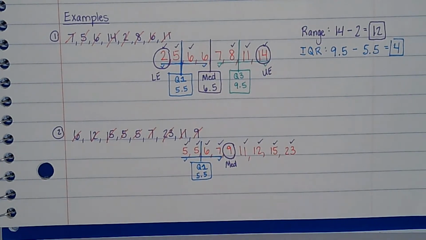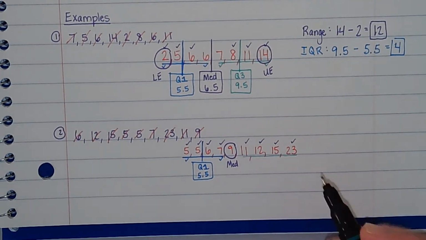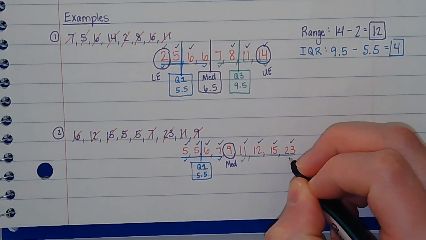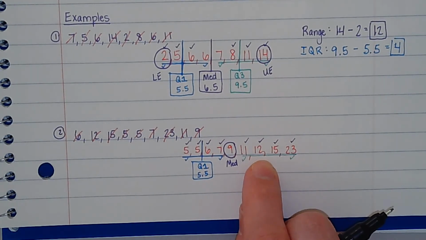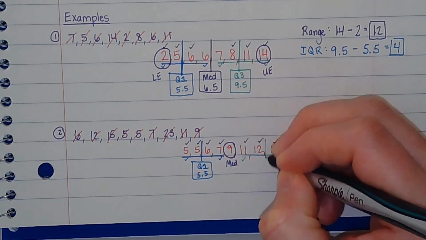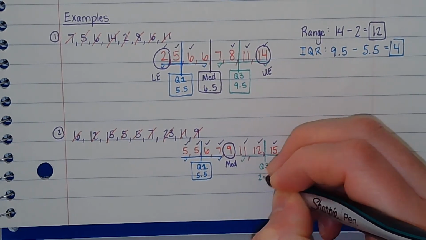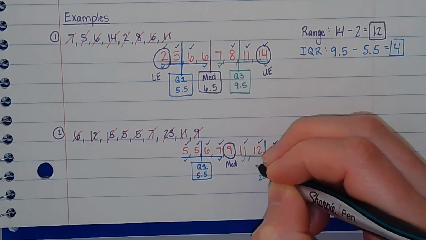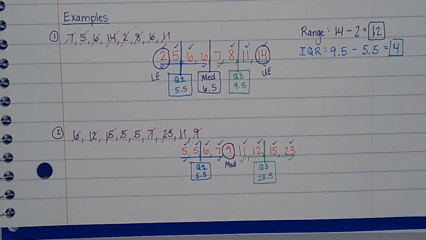Okay, upper half. So 11's gone, 23's gone. I'm left with 12 and 15. You add together 12 plus 15, you get 27. And 27 divided by 2 is going to leave you with 13.5. All right, then you got the easy ones.